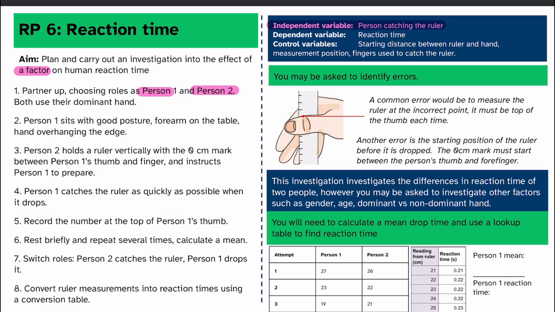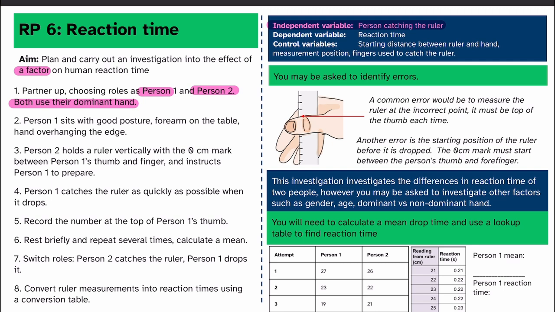The key thing is both of them have got to use their dominant hand for this practical. So that's going to be a control variable, making sure that they are using their dominant hand, so that they've both got a similar level of competence with their hand. If you have one person using their dominant hand, one person using their non-dominant, you're going to be changing two variables. So we're going to have the dominant hand.